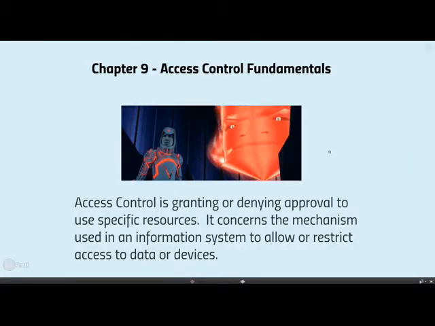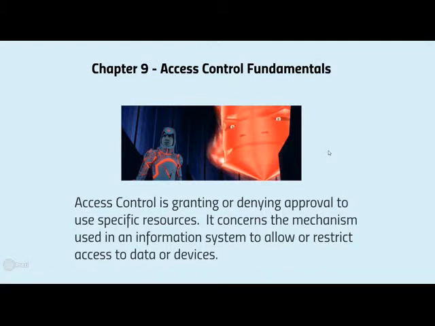This is Chapter 9, Access Control Fundamentals. As its name implies, access control is granting or denying approval to use specific resources. It is controlling access. Although access control is sometimes thought of as physical, such as hardware, man-traps, fencing, it is more properly the mechanism used in an information system to allow or restrict access to data and devices.